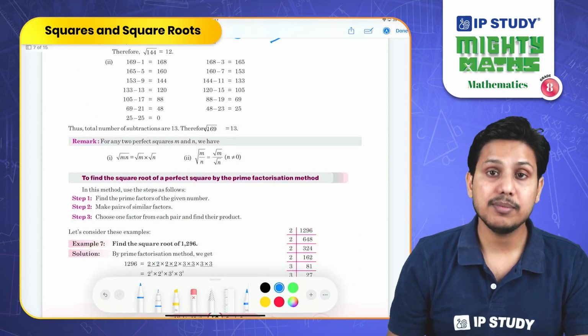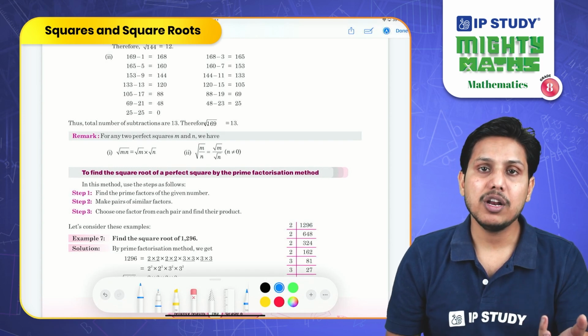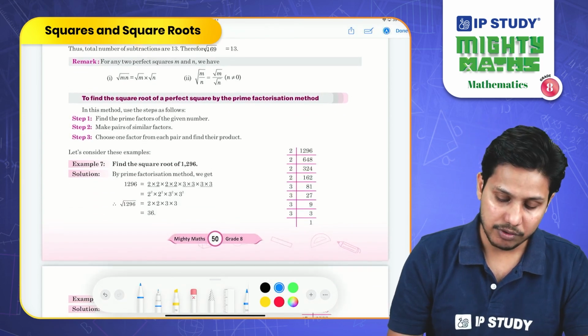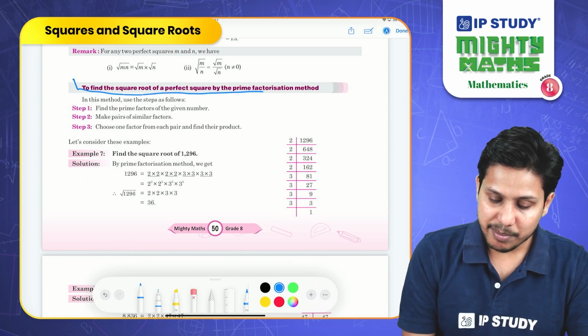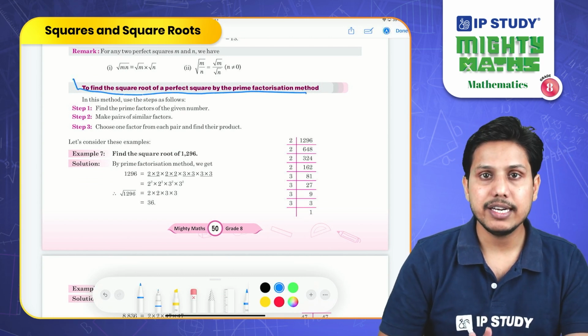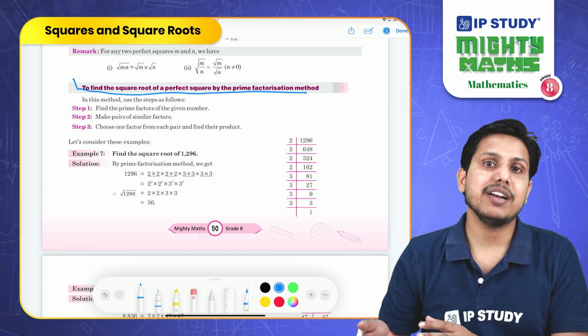So this is a good method, and it is quite easy for smaller numbers, but for bigger numbers we have to see how we can do it. To find the square root of a perfect square by prime factorization, students, we have already understood how to check whether a number is a perfect square or not using prime factorization.